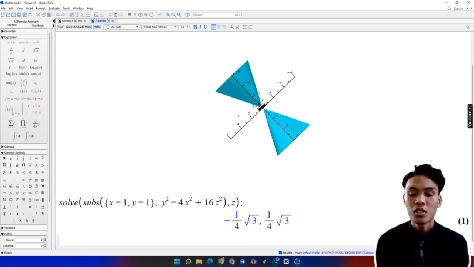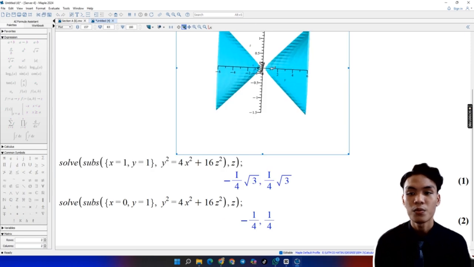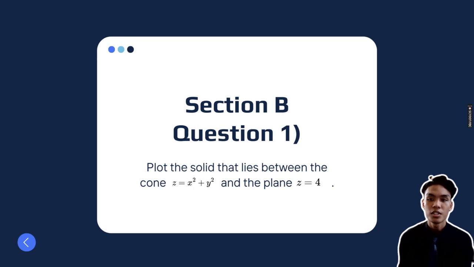If we want the solution of z which is not an imaginary number, we will substitute x equals 0 and y equals 1. Therefore, we will get z equals negative 1 over 4 and 1 over 4, as we can see in the diagram.